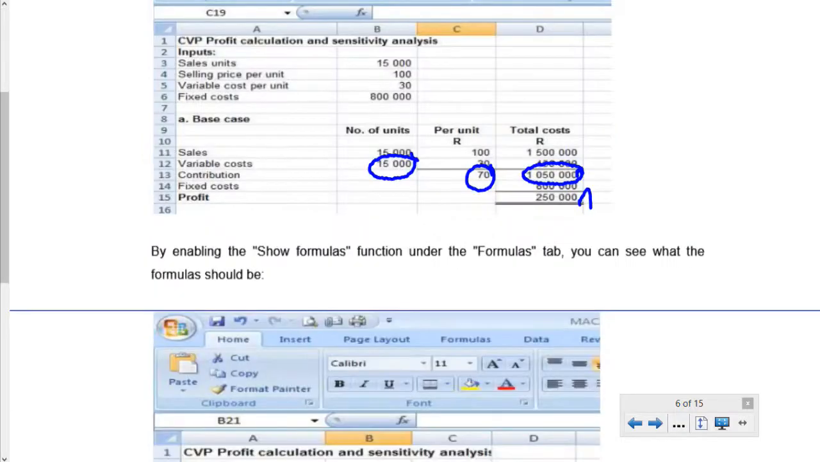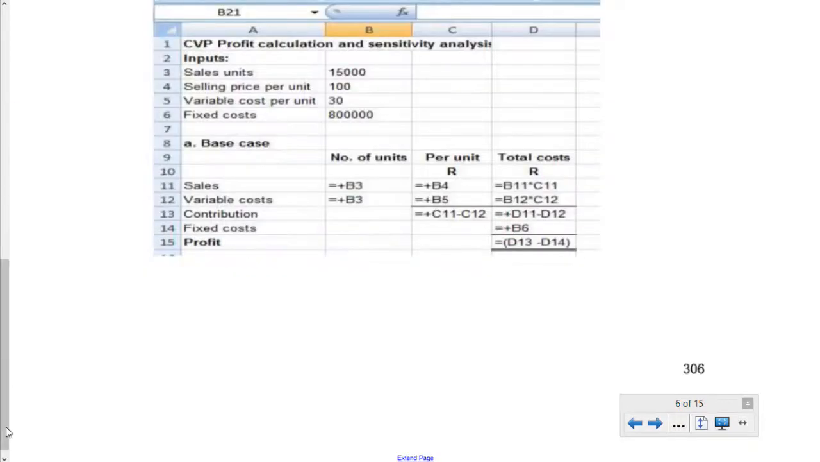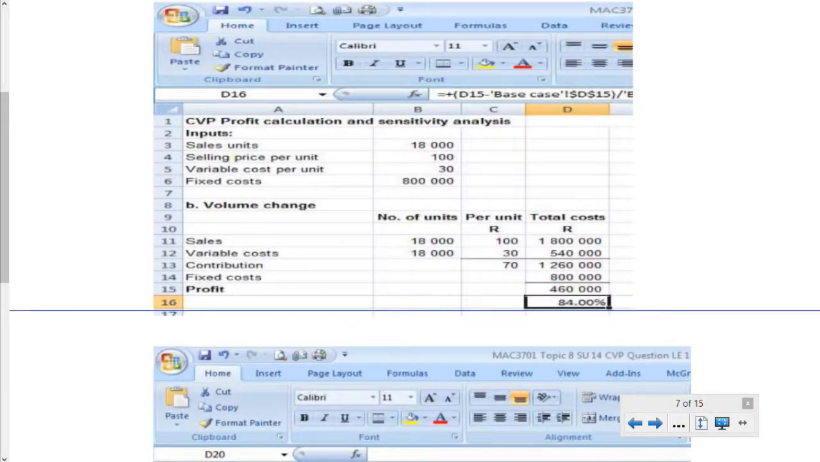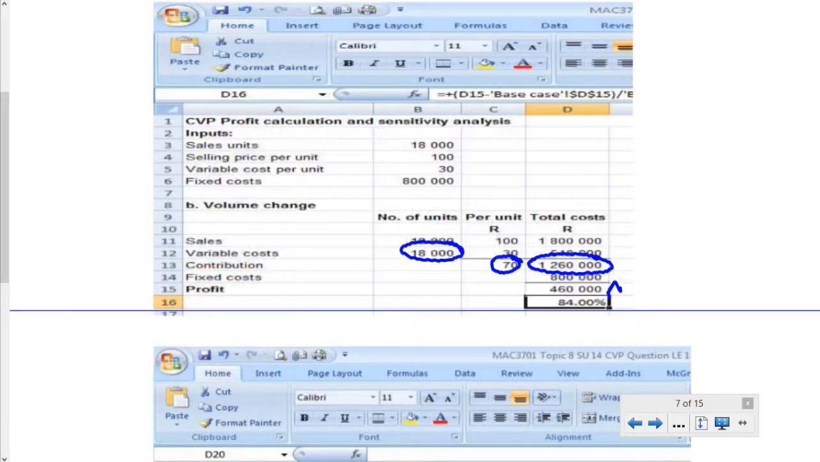If we sold 18,000 units, they show you all the formulas. Okay, thank you for that. If you do 18,000 units, then we've got 18 at 70, which gives us 460%. Then what they did is they looked at the percentage change, isn't it? That's what sensitivity is, percentage change. So the percentage change when I increased units was 84% change.